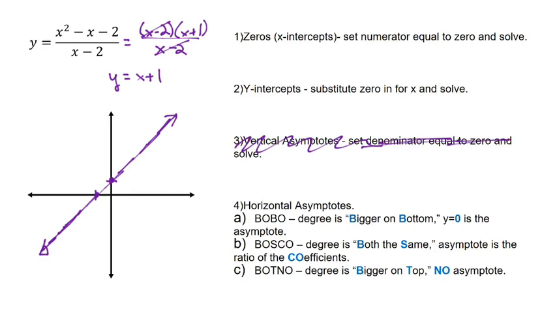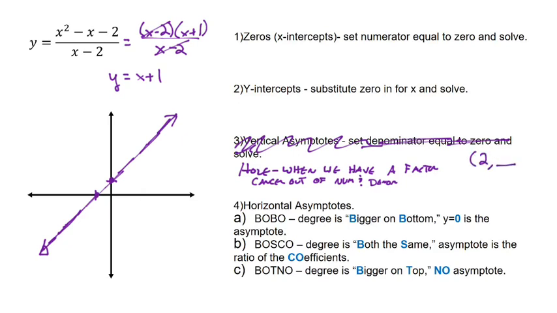But we're going to have a hole. A hole is when we have a factor that cancels. So when we have that factor cancel out of the numerator and denominator, it's going to create a hole. And you might be saying, well, where exactly is the hole? It's this factor of x minus 2, whatever makes it 0. So our hole is actually going to be at the ordered pair 2 comma something.